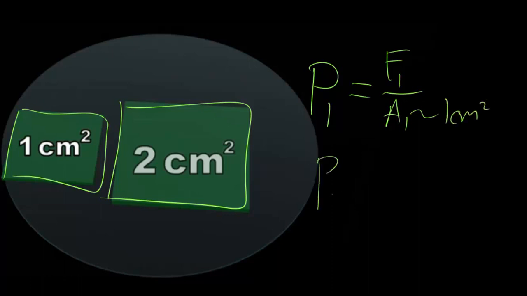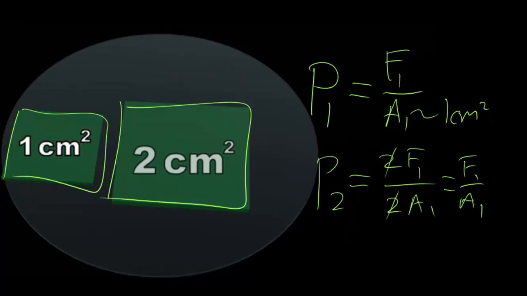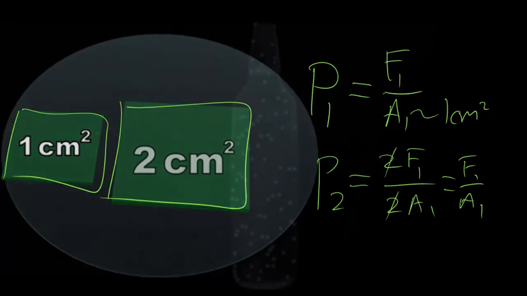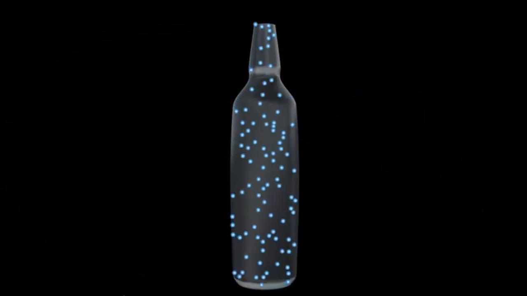Now we can write the pressure on the bigger square is equal to, well, let's write this in terms of the force and area from the smaller square. So we know the force on the bigger square is going to be just twice the force on the smaller square because twice as many particles are bouncing off of it. So we have 2F1. And the area is also twice as big, so this is 2A1. Cancel out the 2's, this is just F1 over A1, which is the same as the pressure on the smaller square.